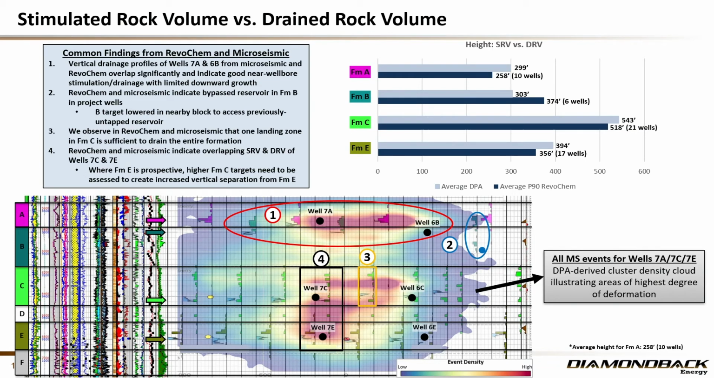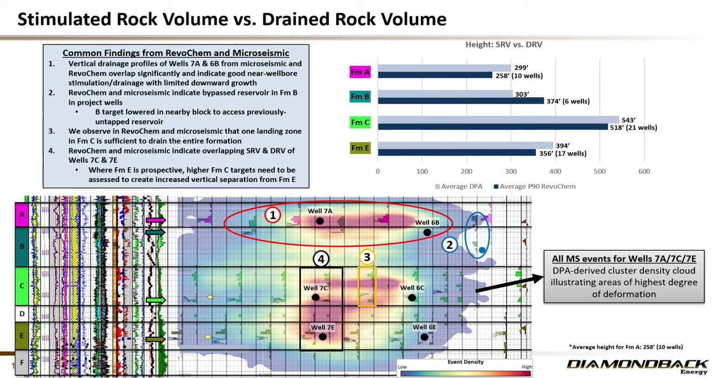Moving down into formation C, we see much more agreement between the two data sets. It's hard to get much closer than that, really. And I'd say a pretty reasonable alignment as well in formation E. So to qualitatively sum up the common findings between RevoChem and microseismic, we have these bullet points here that correspond with the image below.